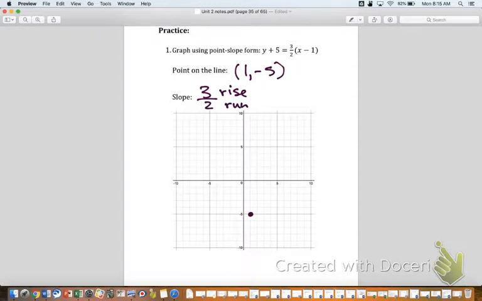So from that point, I'm going to rise 3. I'm going to run 2. That's really all I have to have. I could put some more points on there, but I don't have to. There's my line. And I put arrows on the end of it, and we're good. You guys have any questions? This one was actually numerically a little bit easier than the other one, wasn't it? The other one had some awkward numbers. Okay, any questions before we move on? Okay, then number 2 it is.